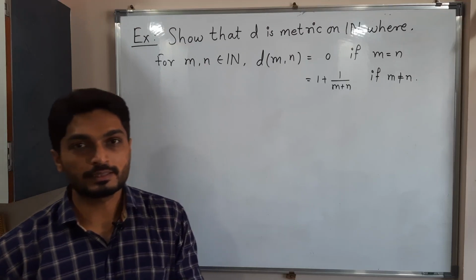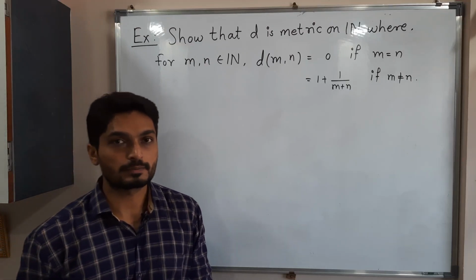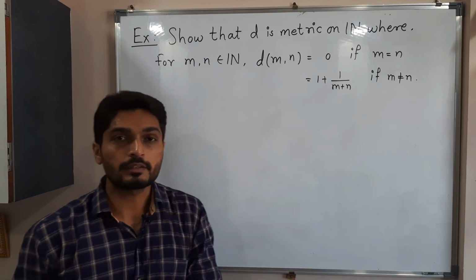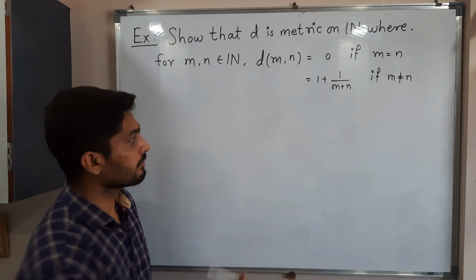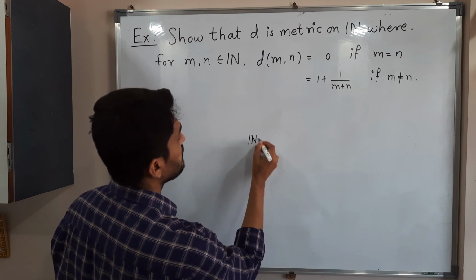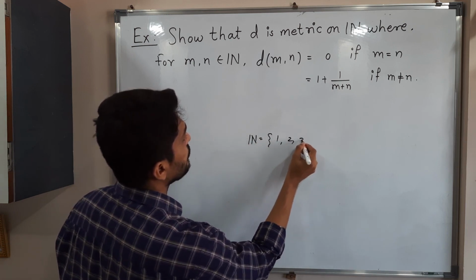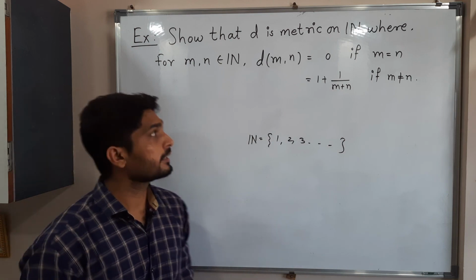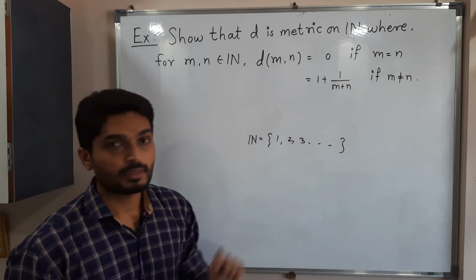So let us discuss this example of a metric space. D is defined in this way, and it is defined on the set of natural numbers. You are familiar with the set of natural numbers. Natural numbers means 1, 2, 3, and so on. On this set they have defined this function D in this way.